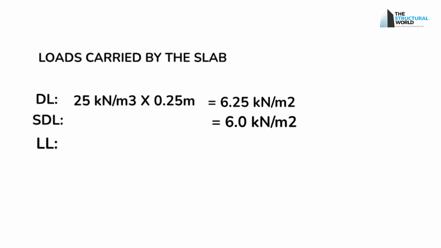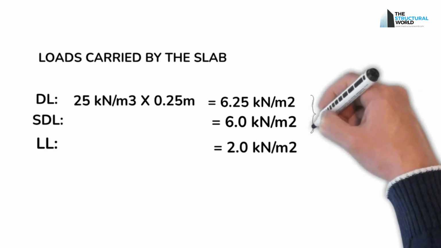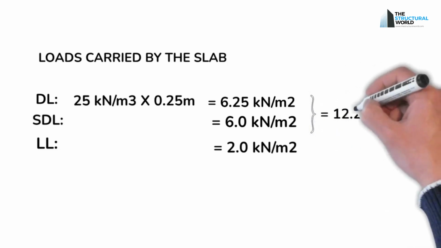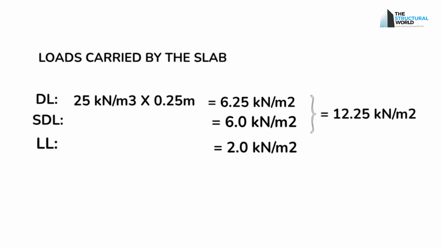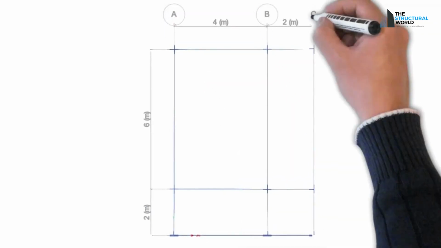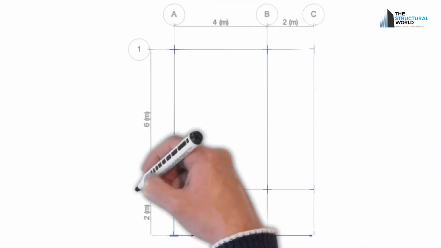Total dead loads, 12.25 kilonewtons per square meter. Total live load would be equal to 2 kilonewtons per square meter. The dead load, superimposed dead load, and live load that we consider will be carried by the slab. It will then be distributed to the perimeter beam supporting it. To distribute it on the perimeter beams, let's take a look at this figure.